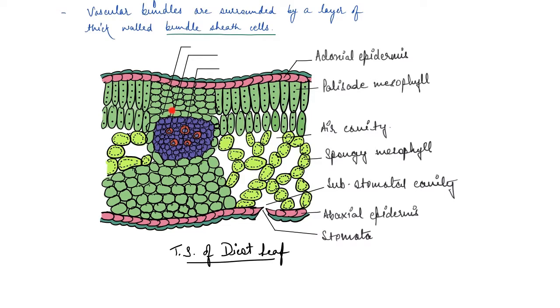Now let's go to this. This is nothing but the vascular bundle. It is one of the vascular bundles. Here you have the bundle sheath, you have xylem, and you have phloem. So, guys, this is the structure of a dicot leaf.